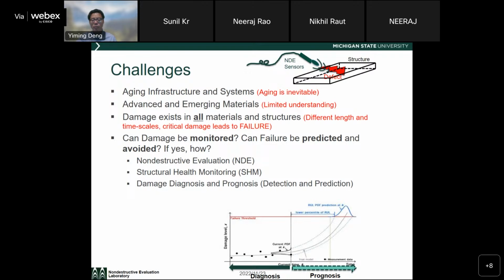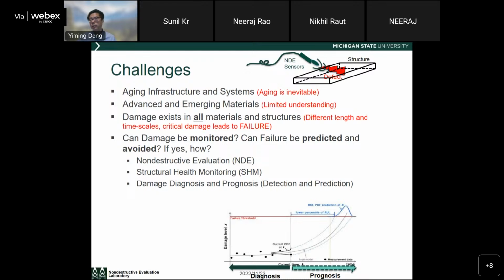For prognosis, we try to do prediction of how this damage level is going to change over time, where we don't have actual NDE or SHM measurement. So how can we do the data analytics to understand the system performance over time?